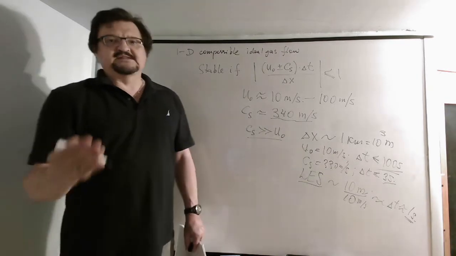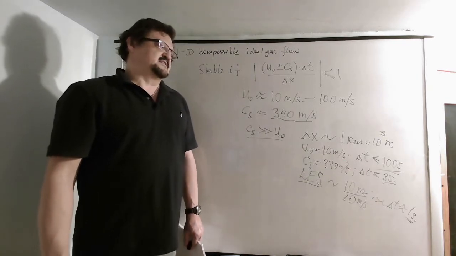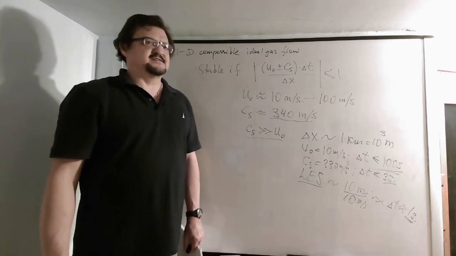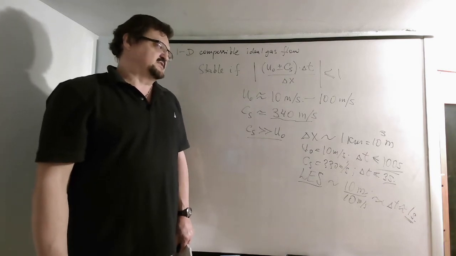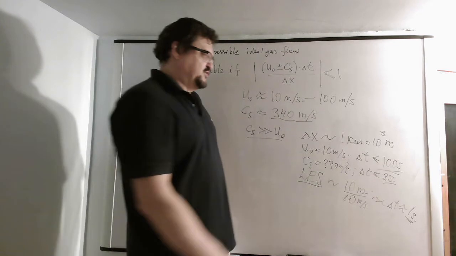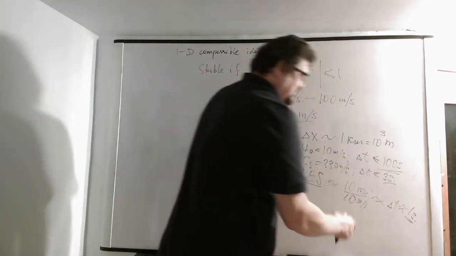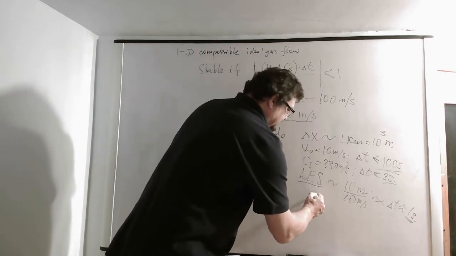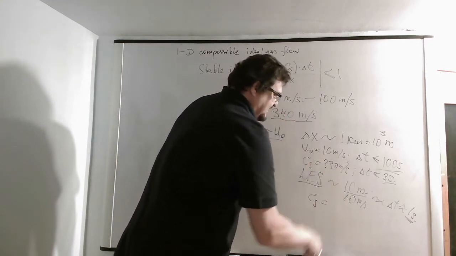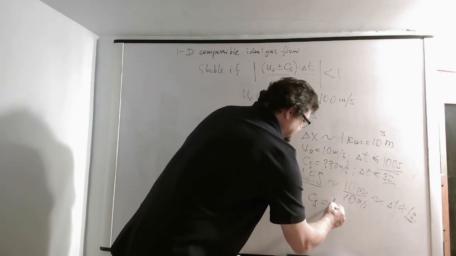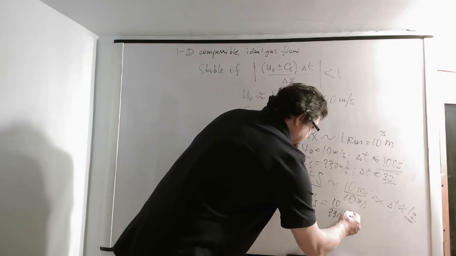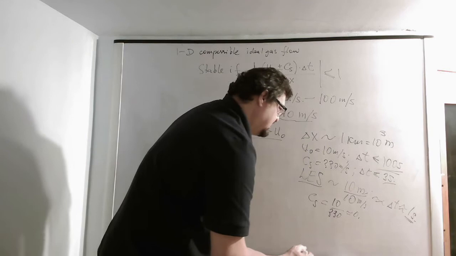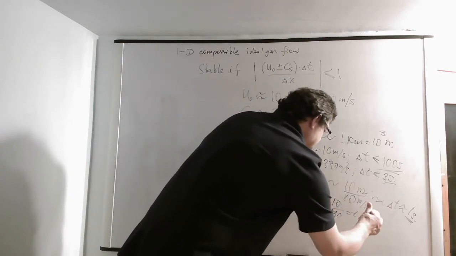And if you're simulating, say, one day evolution of the boundary layer, it's 86,000 seconds, so you would need at least close to 100,000 time steps with your model to simulate just one day. But that's if you use velocity as your constraint. If you use the speed of sound, it's 10 divided by 330, so it's about 0.03 seconds, so 30 hundredths of a second.